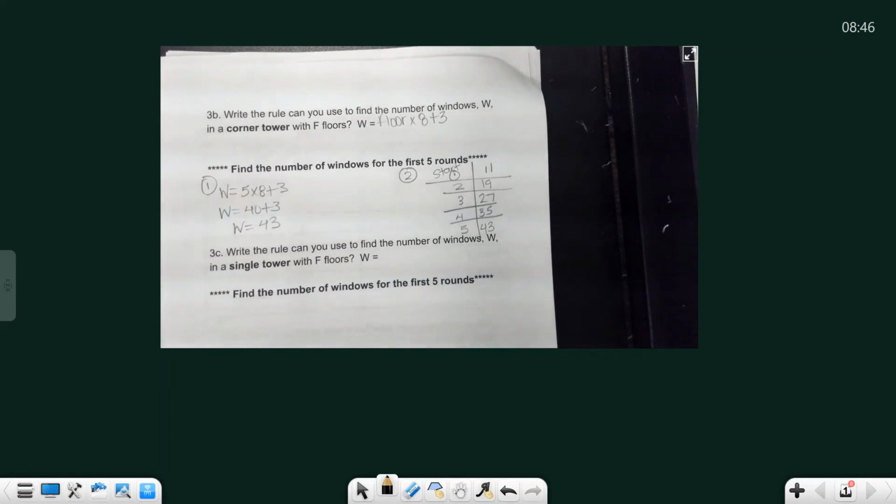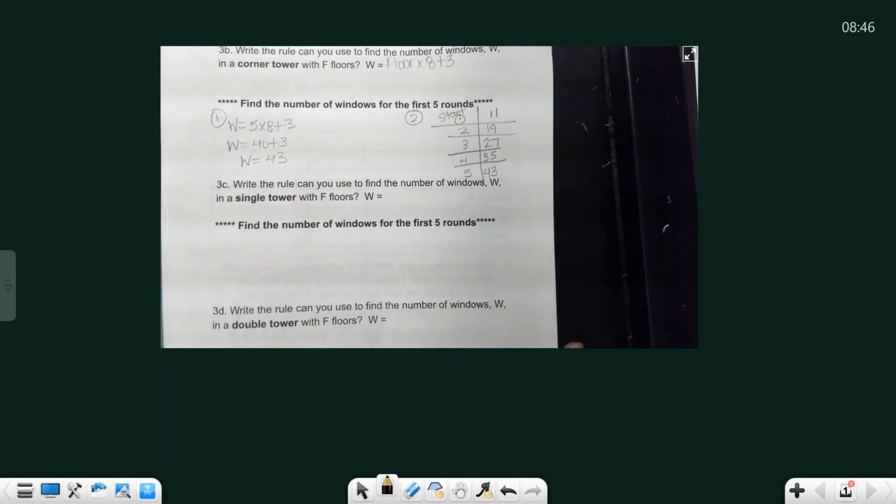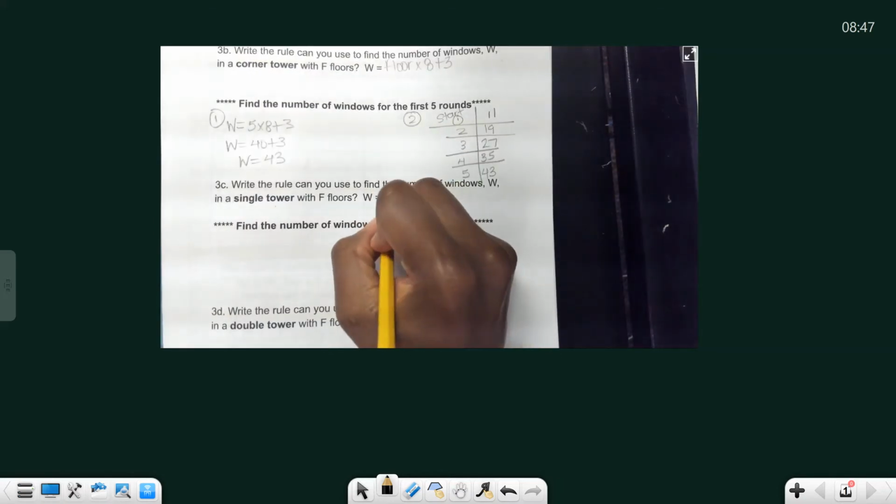Okay? 3C. Write the rule you can use to find the number of windows W in a single tower with F floors. What is the expression for a single tower, Talia? Okay, so it will be W equals floor times 4 plus 1.